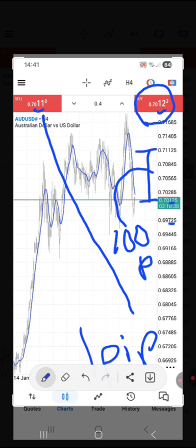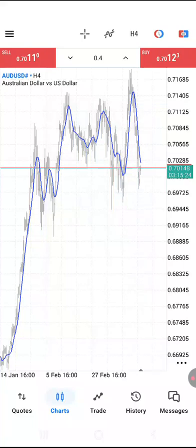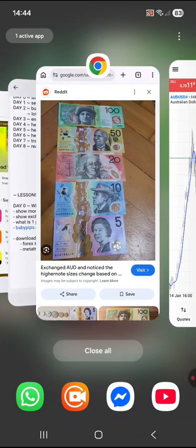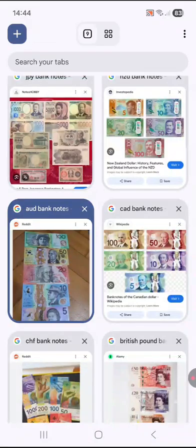Okay, so that's what a pip is. I'm going to keep that. So that's your Australian dollar versus United States dollar. 70 cents to buy 1 Australian dollar. Let's move on to the next one, just to finish off.